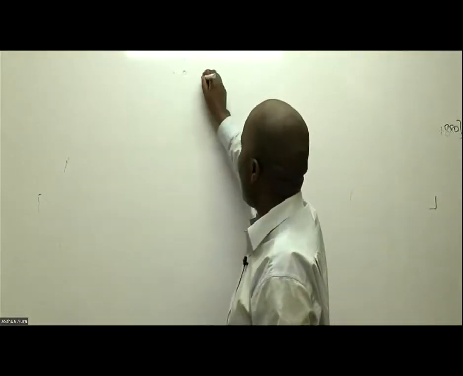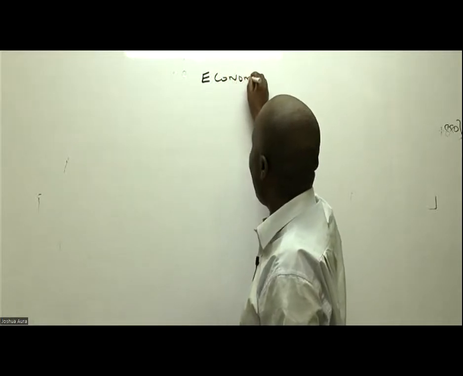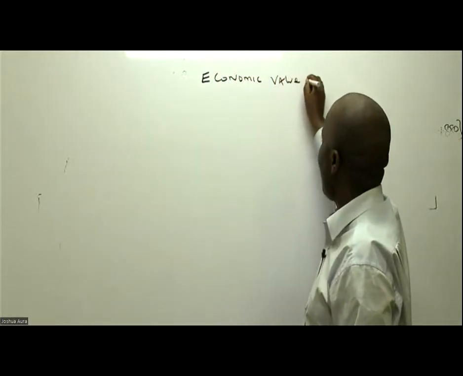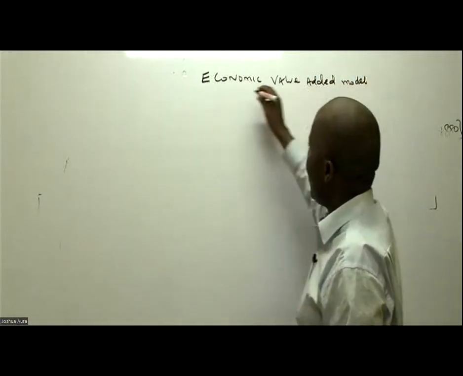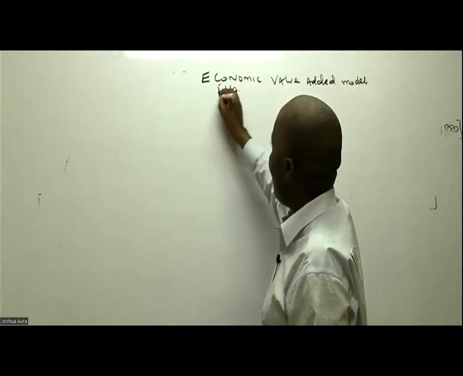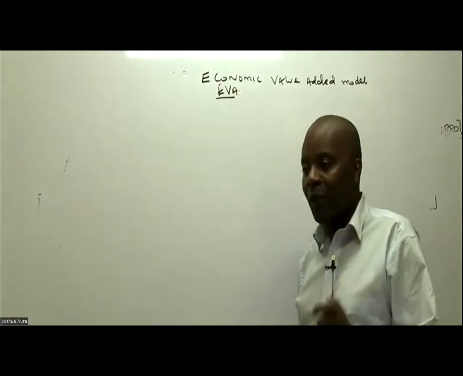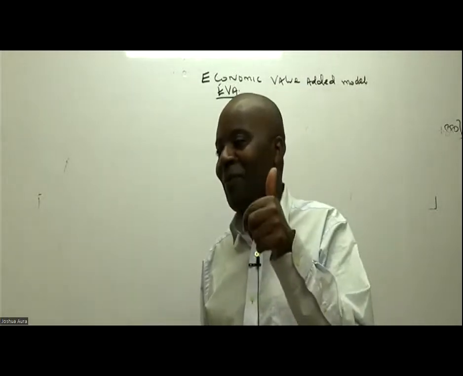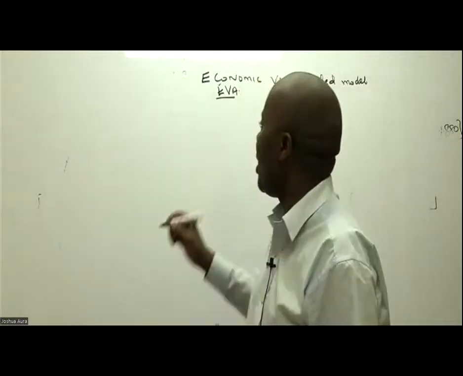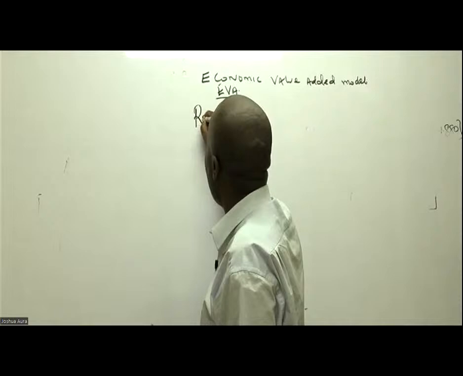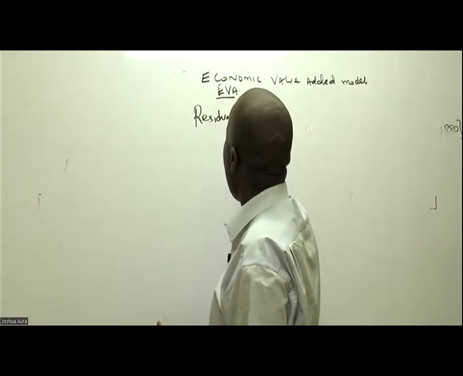Right now, ladies and gentlemen, we are doing what we call the economic value added model, very popularly known as EVA. Remember, EVA borrows heavily from residual income. So we cannot start this EVA model without you telling me, how do we get residual income?